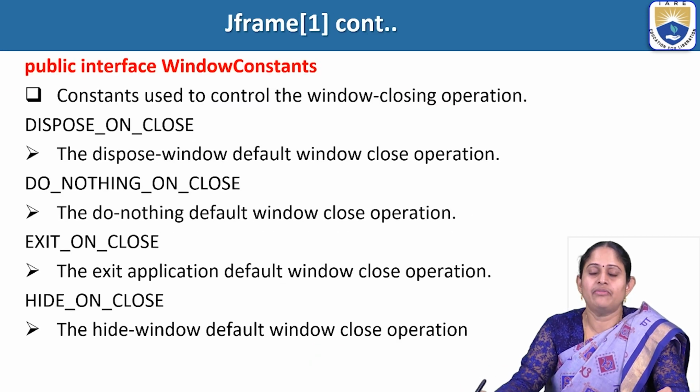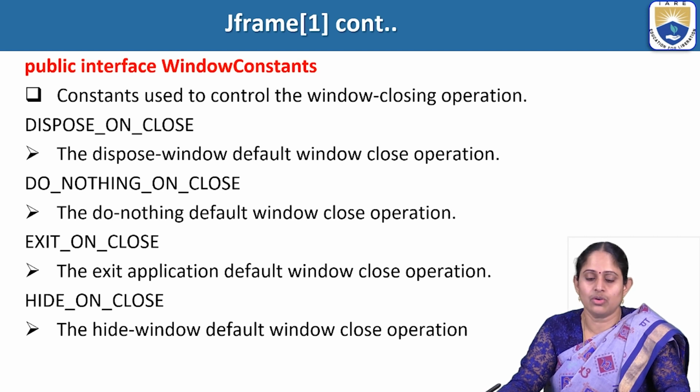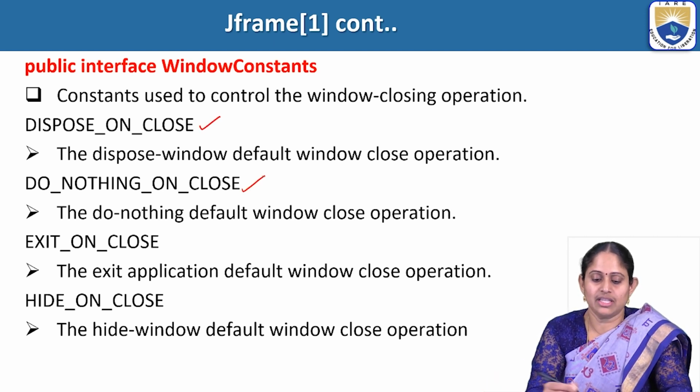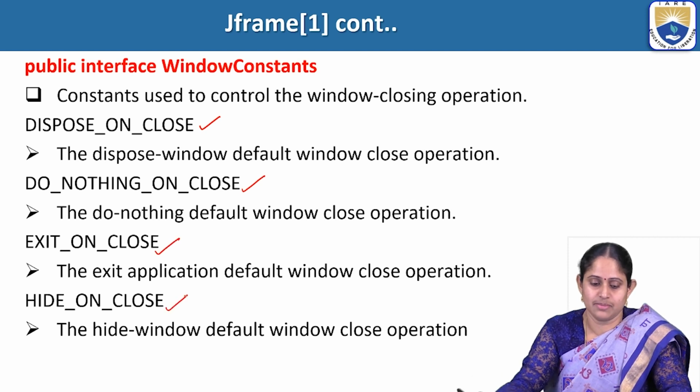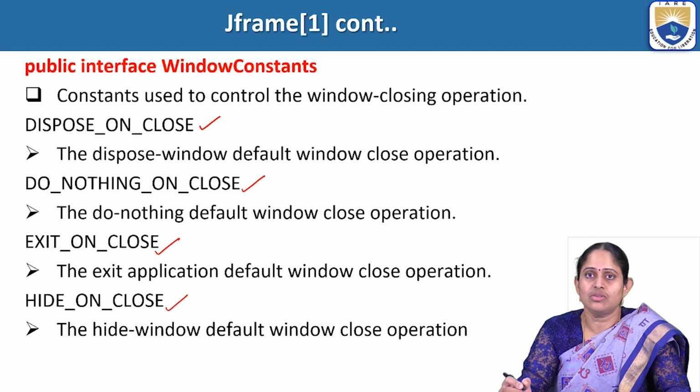The interface WindowConstants is used to define constants that control the window closing operation. When we press the close button of the window, what it has to do is defined by this interface. There are 4 constants: DISPOSE_ON_CLOSE, DO_NOTHING_ON_CLOSE, EXIT_ON_CLOSE, and HIDE_ON_CLOSE. The DISPOSE_ON_CLOSE constant will dispose the window when the window close button is pressed.